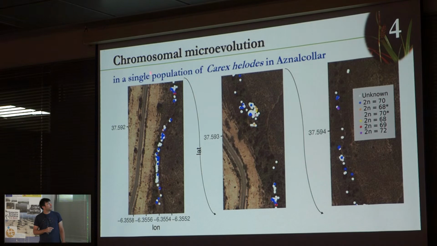This one is in a species named Carex hilodi. This one is from the southwestern Iberian Peninsula and from northern Morocco. And I did this study when I was a postdoctoral researcher here at the Doñana Biological Station, so I think it's interesting to show you what I did here. I'm showing now the result from one of the populations.